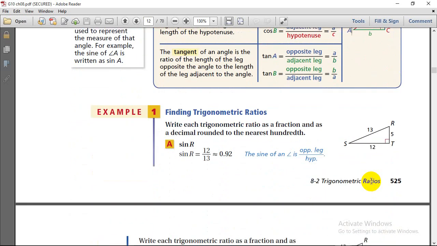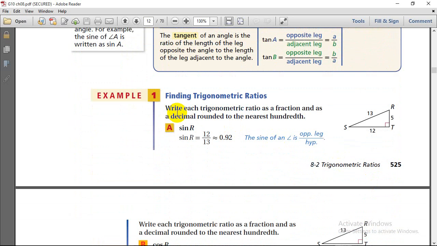Now let's see an exercise like this. Write the trigonometric ratio as a fraction and as a decimal, rounding. Here, sine of R. So I'm going to the angle R, which is here. Sine, we said, is opposite over hypotenuse. So opposite here is 12, over the hypotenuse, which is 13. 12 over 13, rounded to the nearest hundredth, is 0.92. And of course you can use your calculator in this.